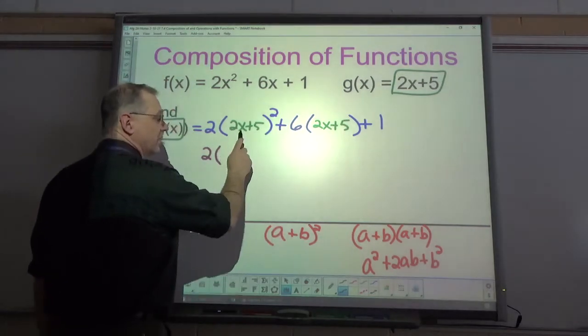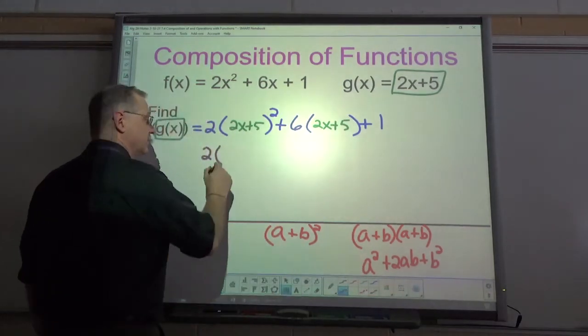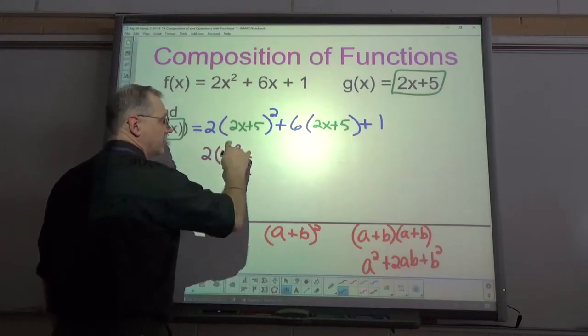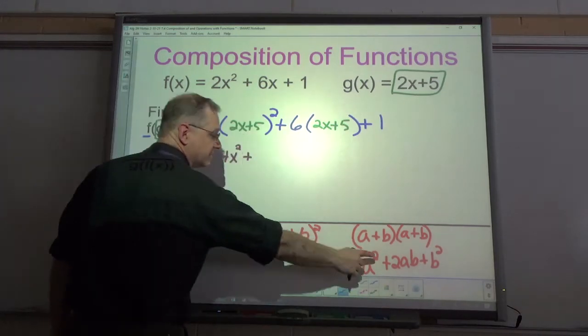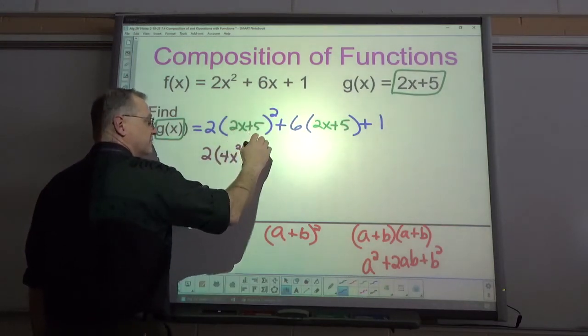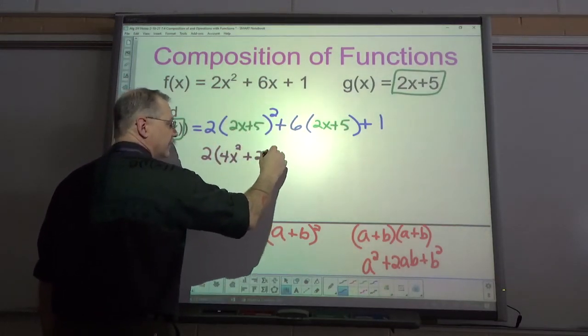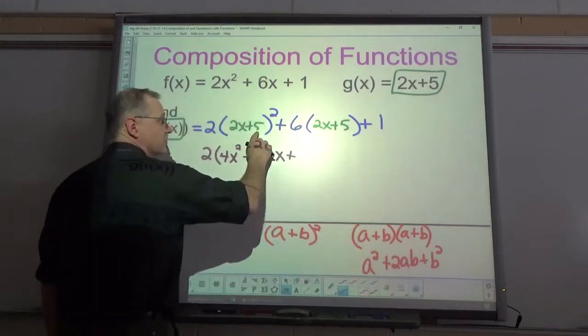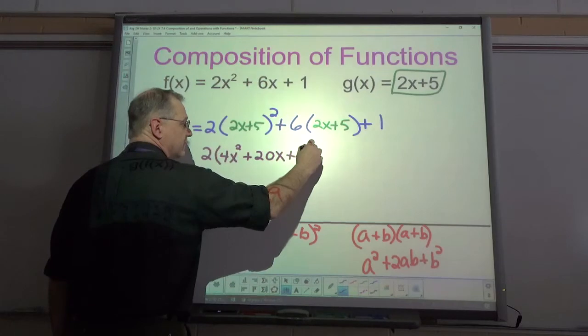Now, 2x squared is 4x to the second. A times b times 2. 2 times 2 is 4. X times 5 is 20x. And 5, the b squared, is 25.